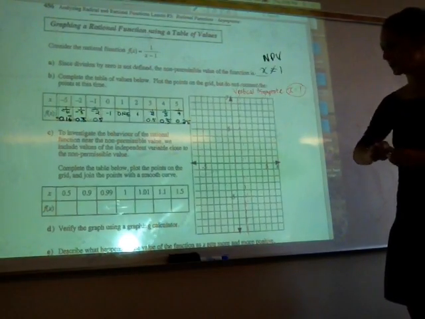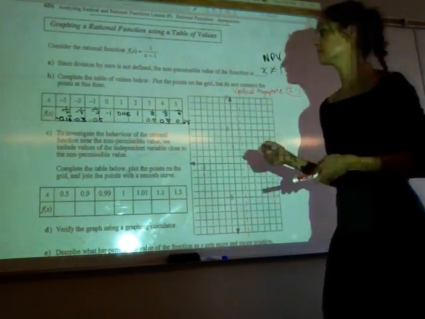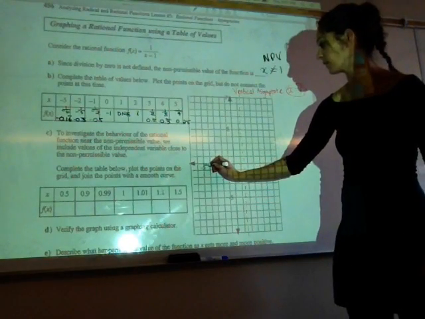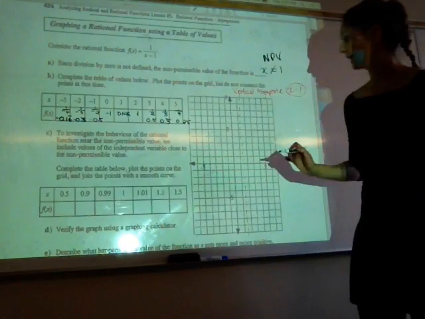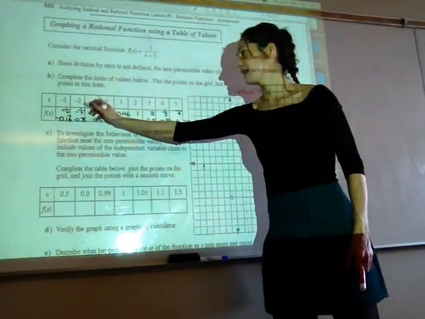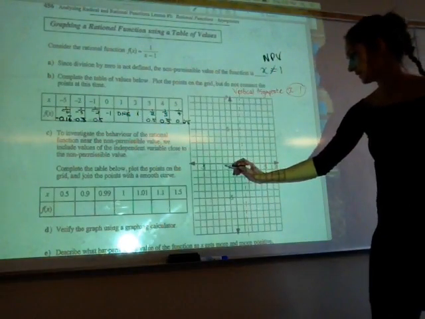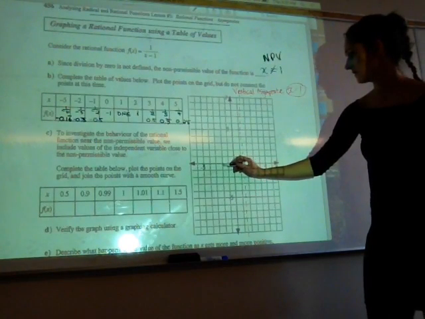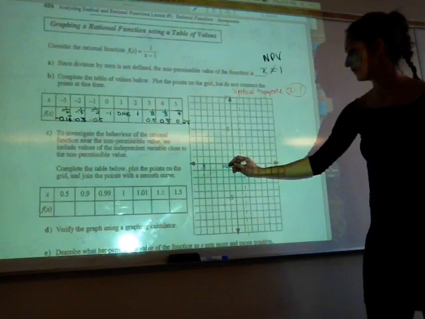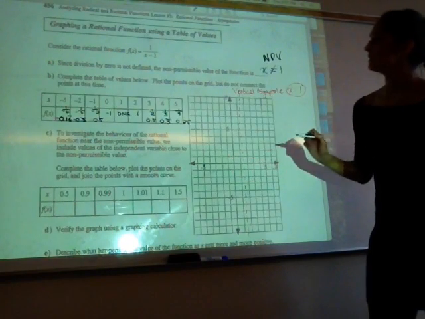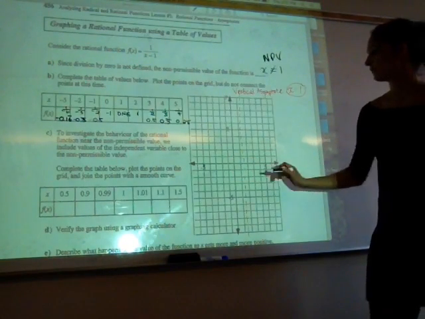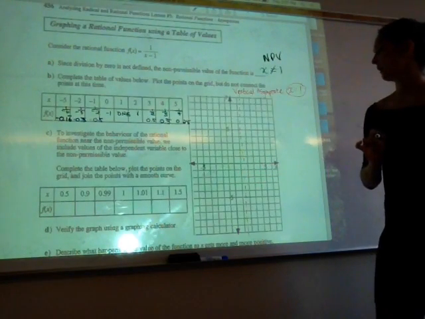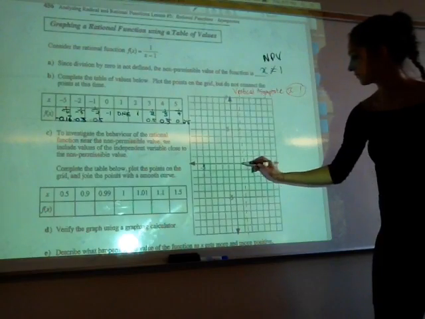Now that we've got that marked out, let's plot a few points here. When x is negative 5, we're at negative 0.16. Very small. When x is at negative 2, we're at negative 0.3. Where's my x-axis here? 0.3 repeated, so about there. When x is negative 1, we're at negative 0.5. And when x is 0, we're at negative 1.